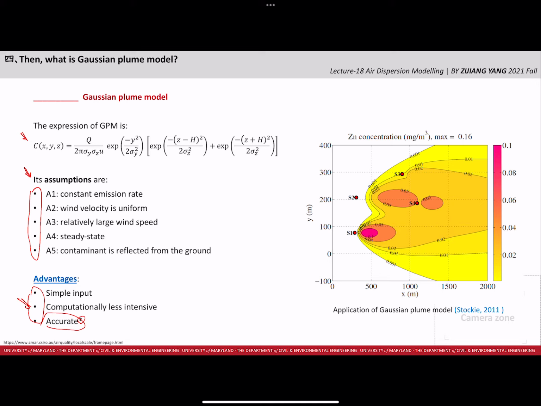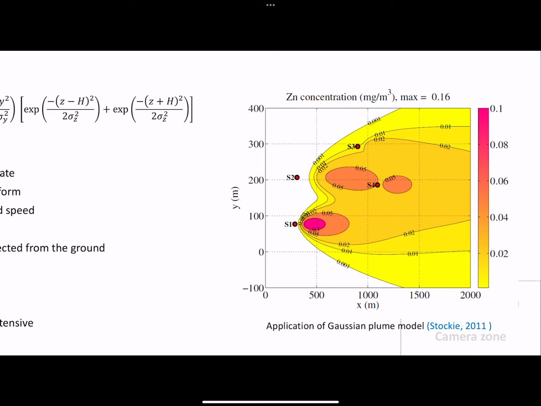So this may change case by case, but in most cases, the accuracy of the Gaussian Plume model satisfies our requirements. Here is an example of using the Gaussian Plume model to predict the zinc concentration from an industrial plant. We can see we have 4 sources. So we can use the Gaussian Plume model to predict the concentration from each of the stacks, and then we can just add them together.